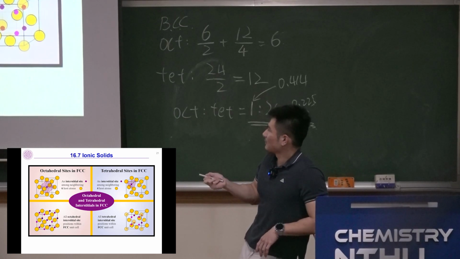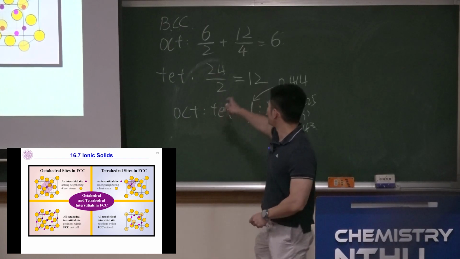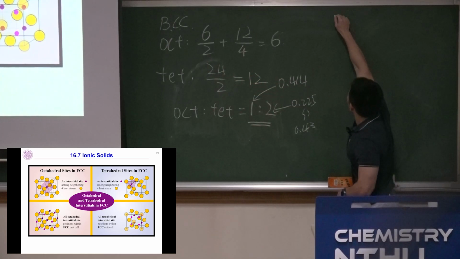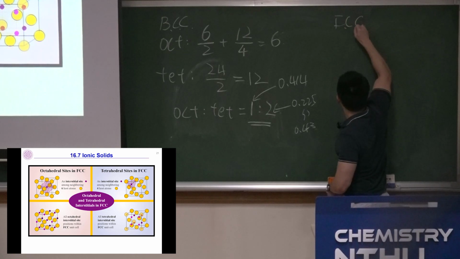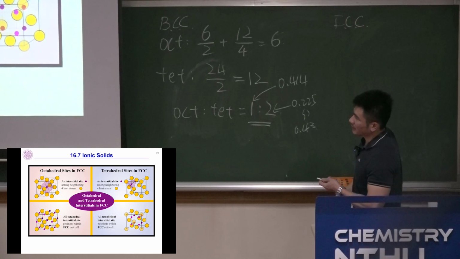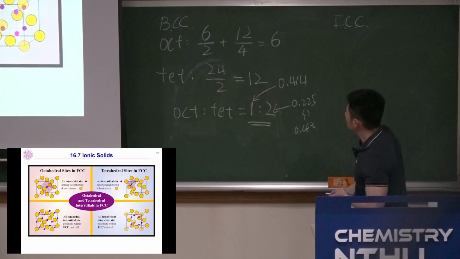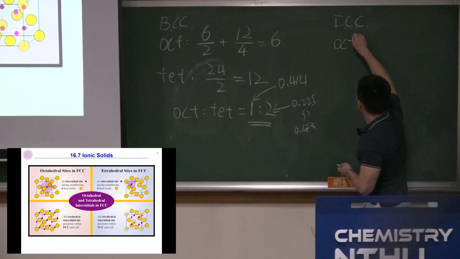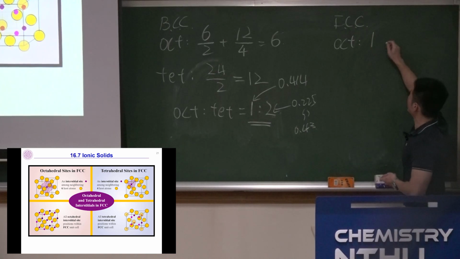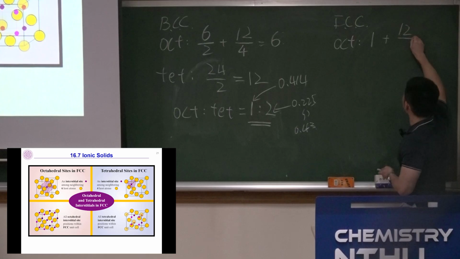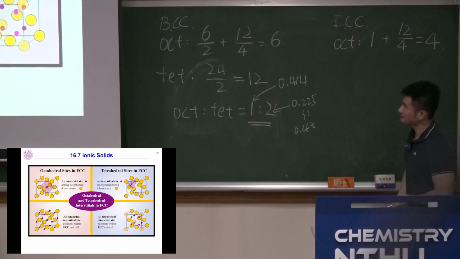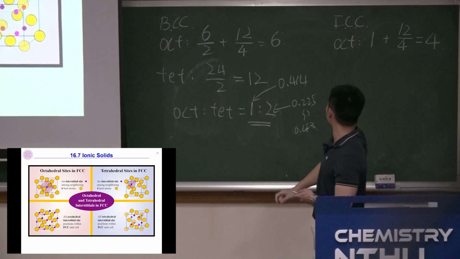So it's not too hard to see that we should keep this one, but we reduce this one. Right? So for face-centered cubic, all the edges are shared by 4, and we have 1 in the body center, right? So it's going to be 1 plus 12 divided by 4. So we only have 6 octahedral. Oh, not 6, sorry, 4.